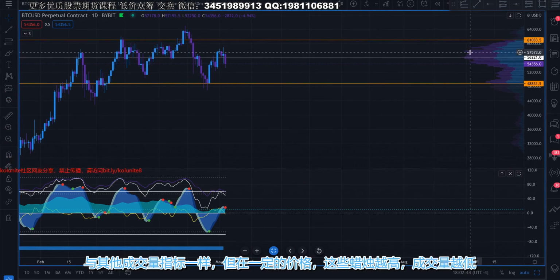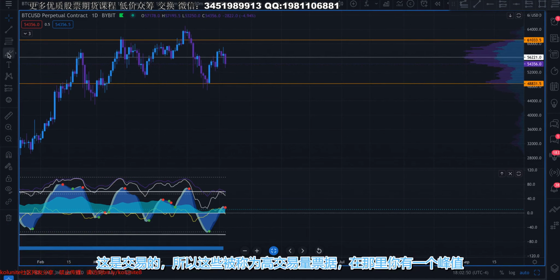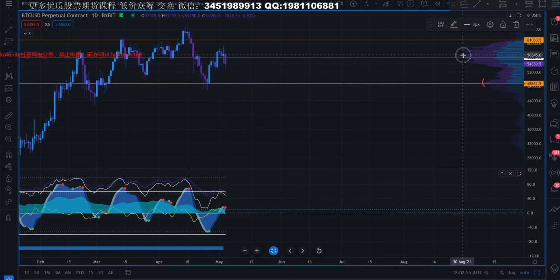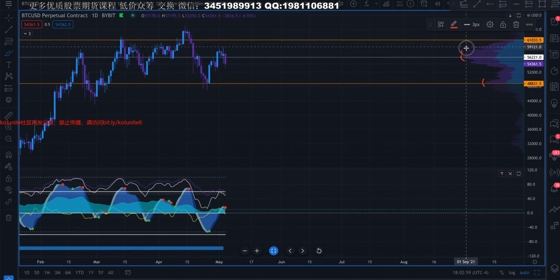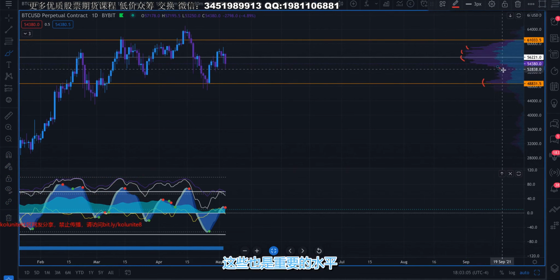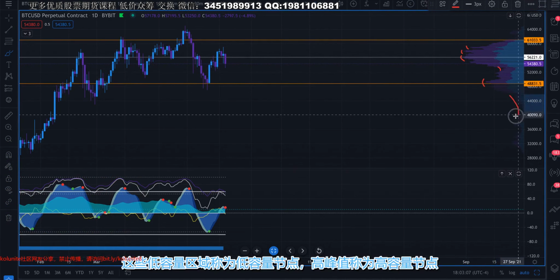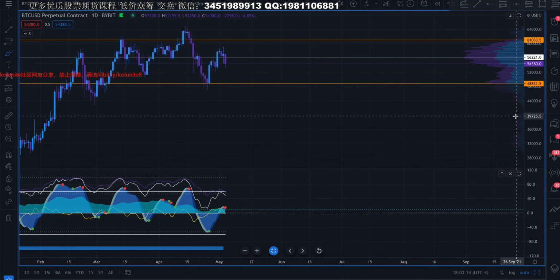And the higher these candles are, the more volume was traded. The lower these volume candles are, the less volume that was traded. So these are called high volume nodes, where you have a spike in the volume, and they are significant levels. When we have these low volume nodes, these valleys in here, these are also significant levels. These low volume areas are called low volume nodes, and the high peaks are called the high volume nodes.